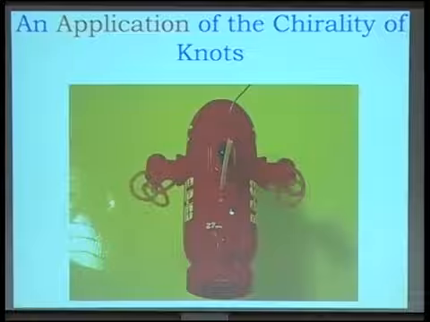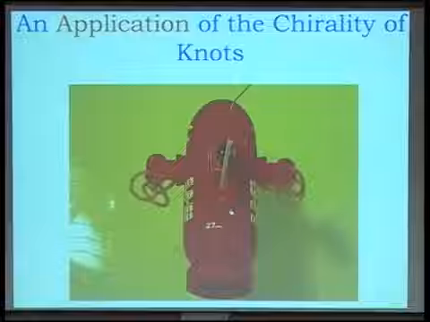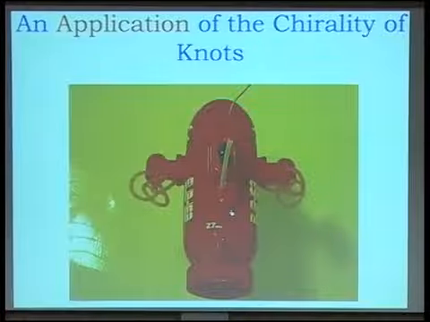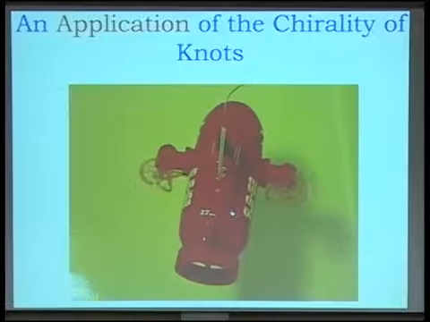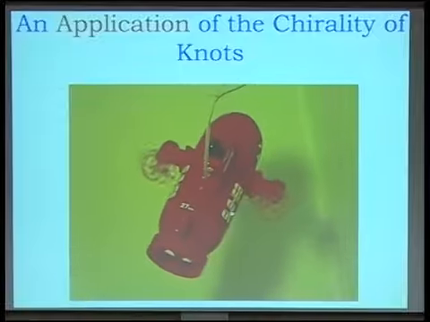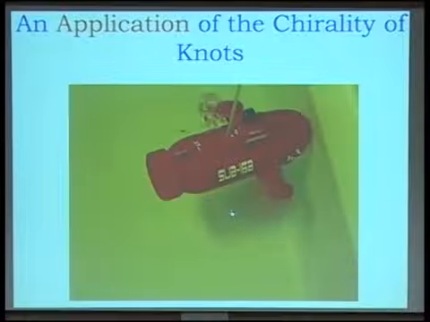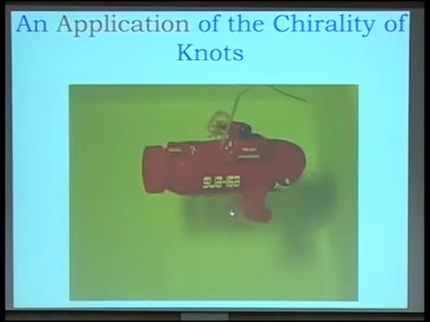So I just took a submarine and replaced the propeller with a left and right-handed knot, because they turn in different directions, and then you see the submarine just going around. You can steer it by changing the speed. I can go forward and backward. This is an application, so-called, of the knots and of the chirality of the knots.